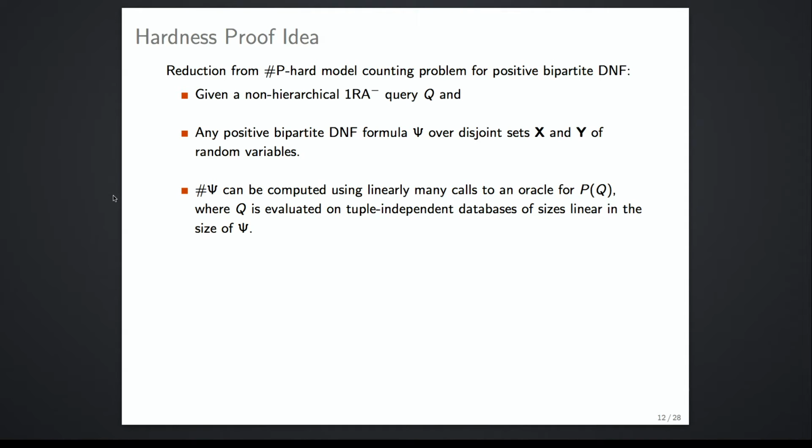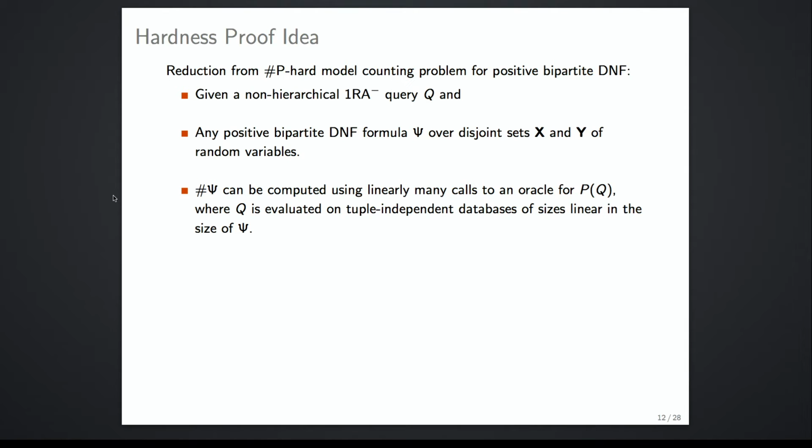The idea is to do a reduction from the Sharp-P-hard model counting problem for a positive bipartite DNF. You are given a non-hierarchical query in our formalism, and then any positive bipartite DNF formula psi. What is positive bipartite DNF? Imagine a DNF formula, but every clause has two literals. One literal comes from one set and the other literal from another set. It is bipartite because if you represent it as a graph, the x's between themselves do not have edges, but they have with the y's from the other side.